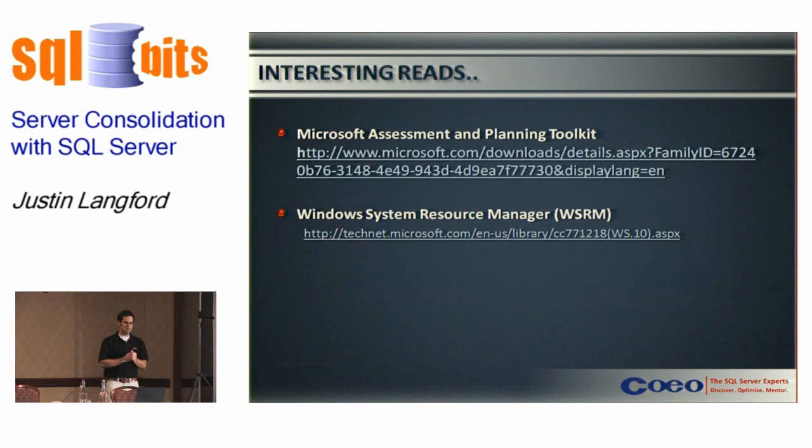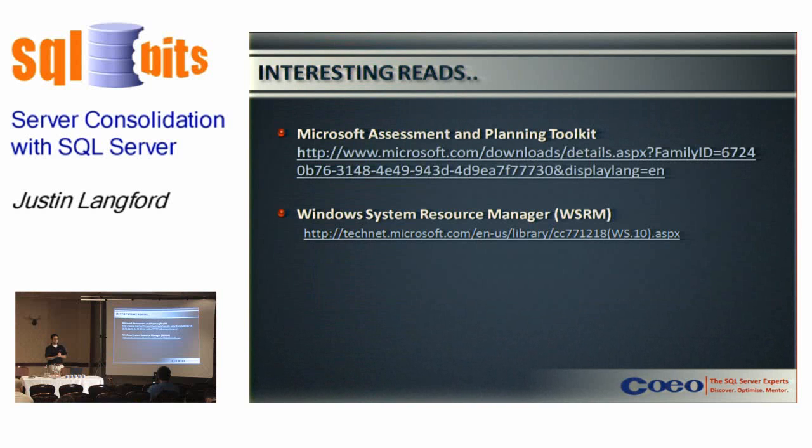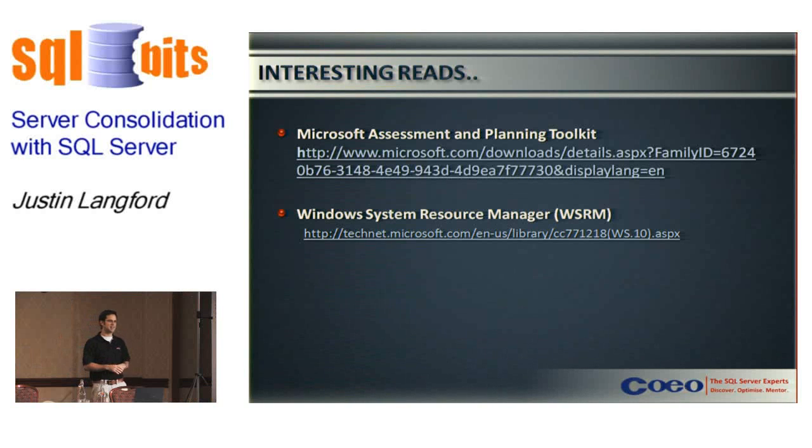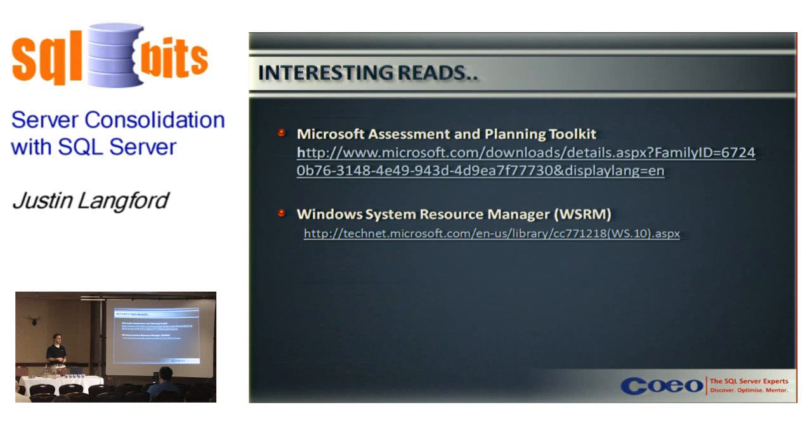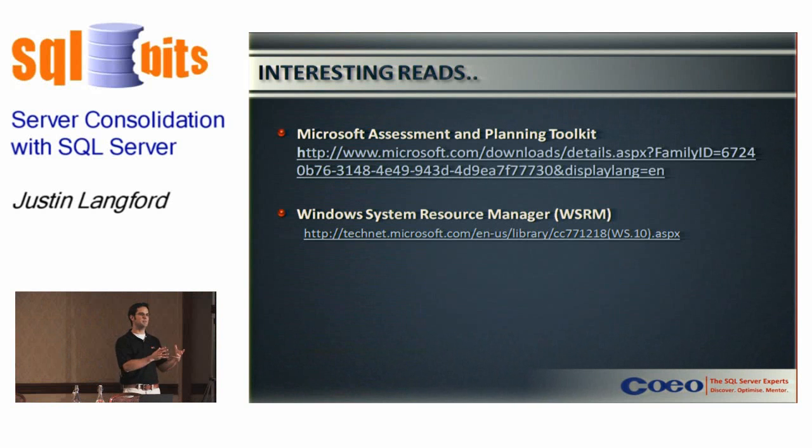So we're coming to the end. Just a couple of links that might be useful. I mentioned MAPS, the Assessment and Planning Toolkit, which will do the inventory of your existing estate and give you quite an overview of that. Windows System Resource Manager, which has been around since Server 2003, allows us to partition instances on a CPU basis without using the affinity mask. So we can have 4 instances of SQL Server and limit the percent CPU that each instance will take without having to bind them to the physical CPUs.